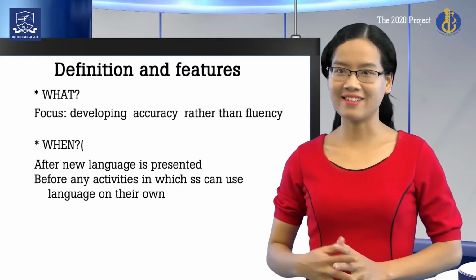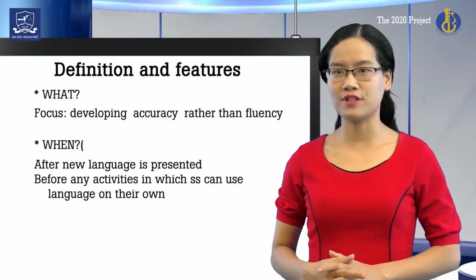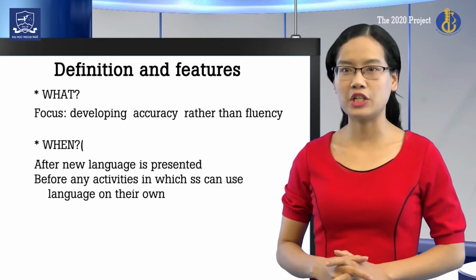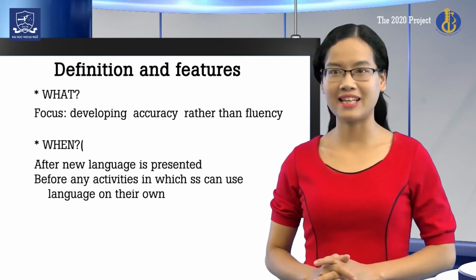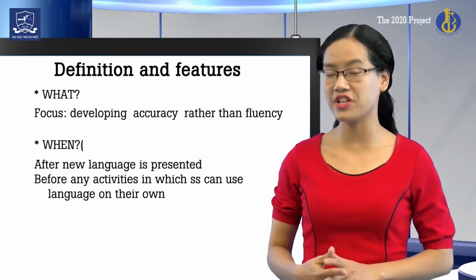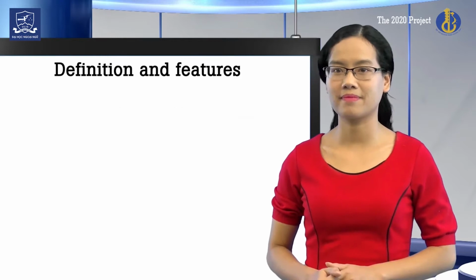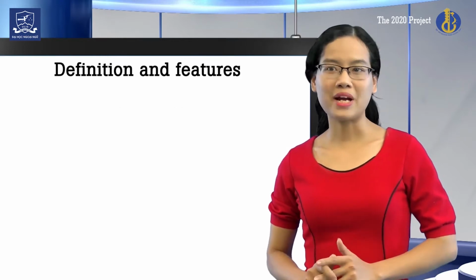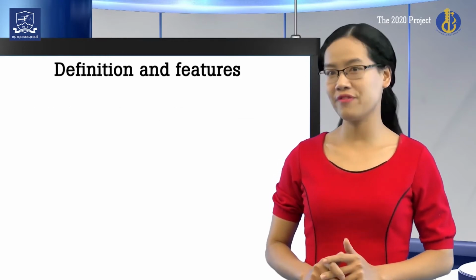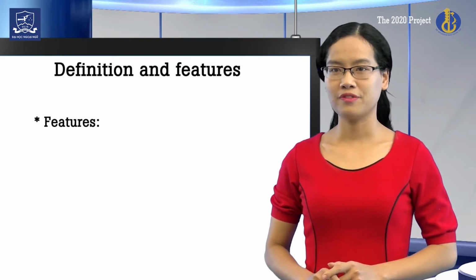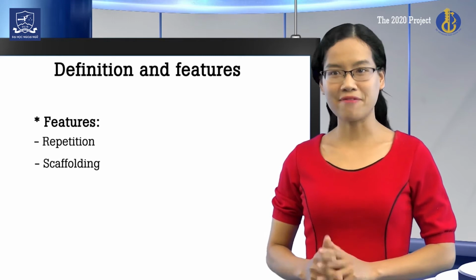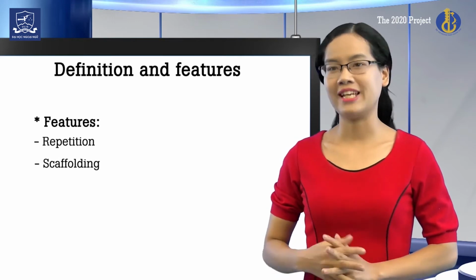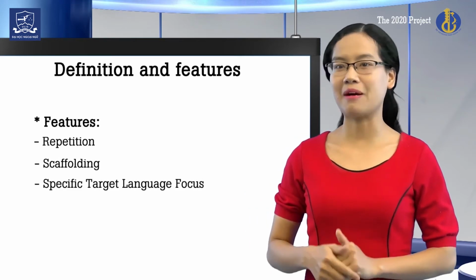So, the answer is, it is used after the teacher presents new language items and before students use the language by themselves in freer activities. Controlled practice activities have three features. Feature 1, repetition. 2, scaffolding. 3, specific target language focus.